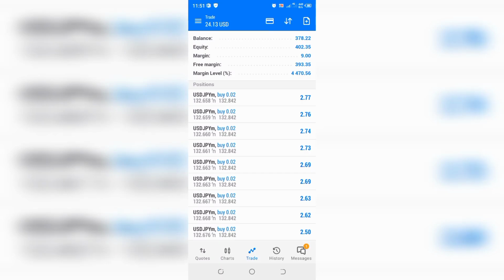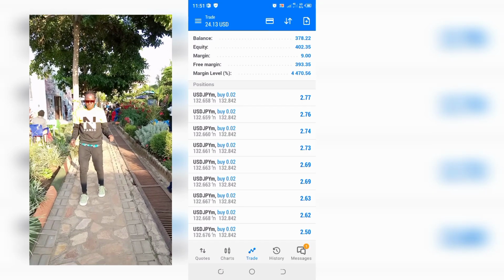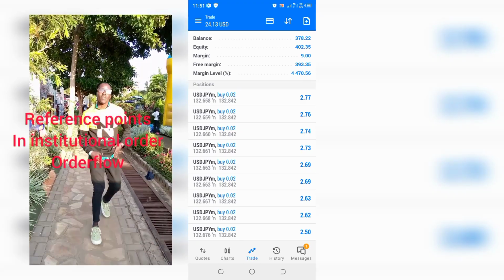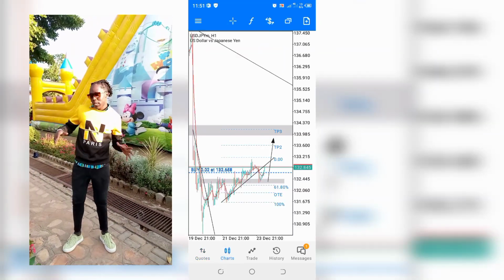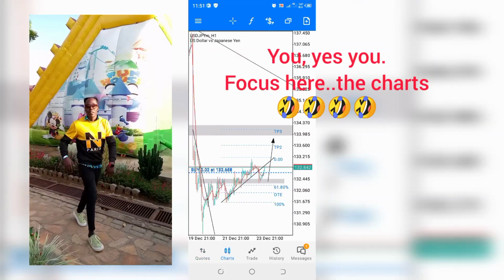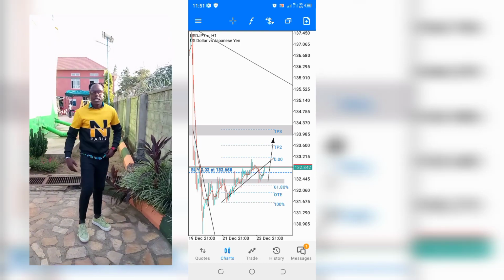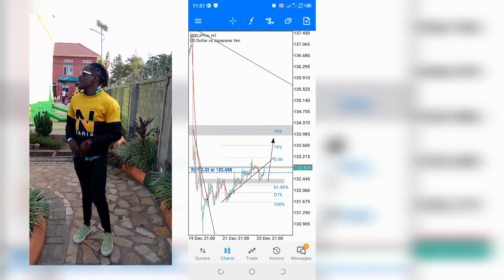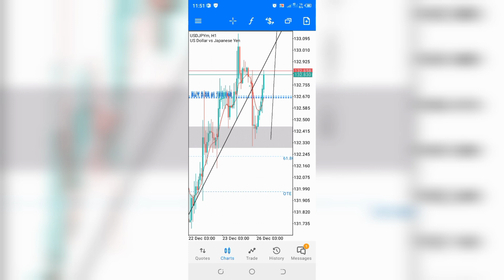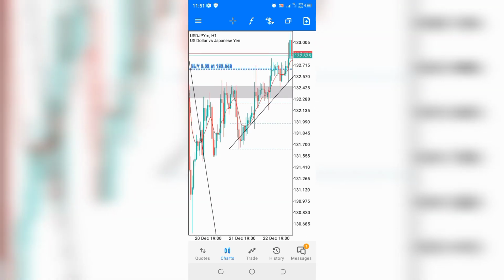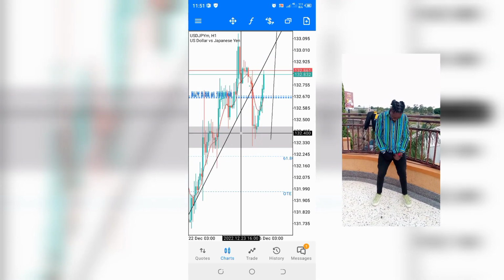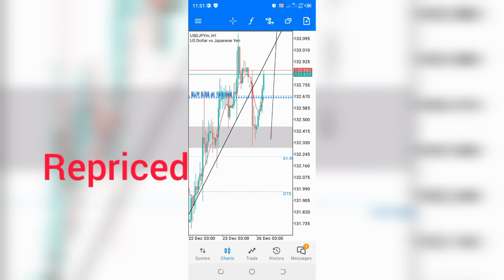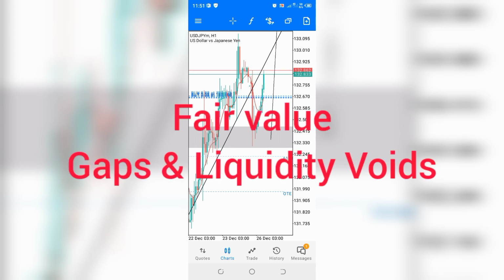ICT concepts. The following are reference points in institutional order flow. Let's look at the USD/JPY for the reference points. The first reference point in institutional order flow is order blocks. We have an order block here that got repriced. The second one is fair value gaps and liquidity voids.